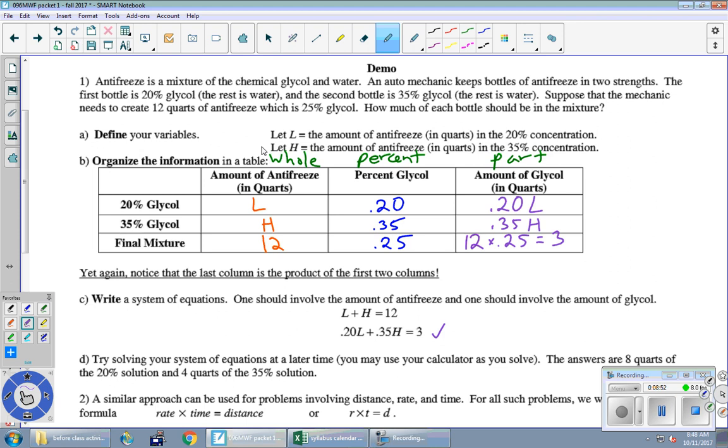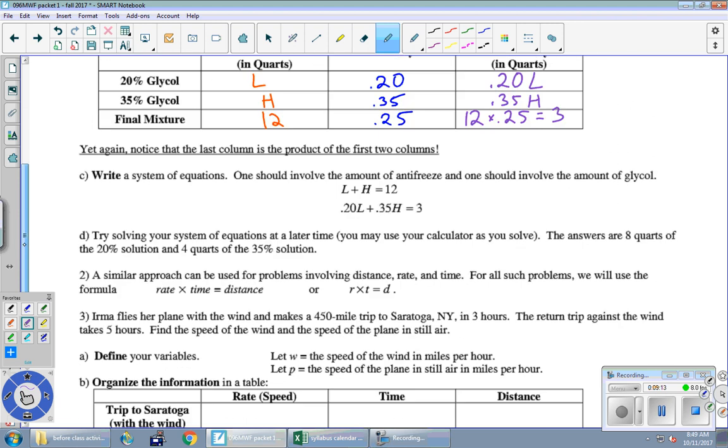Okay, so we're not going to spend our time solving it, but here you would either do substitution or elimination. Feel free to multiply everything by 100 if you want to get rid of all those decimals. There is an answer written down. Looks like it's 8 quarts of one and 4 quarts of the other. You can check that if you want more practice solving systems later on. But we are going to move on to number 2. We'll set this one up.